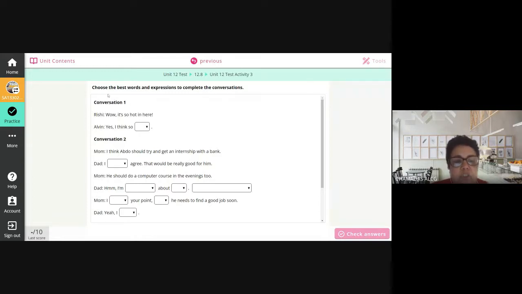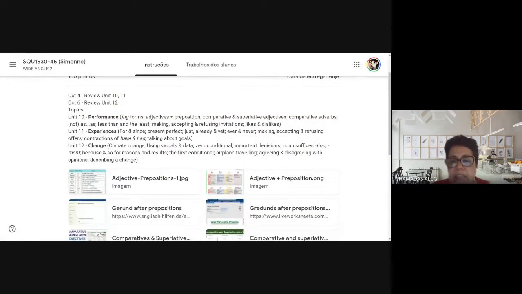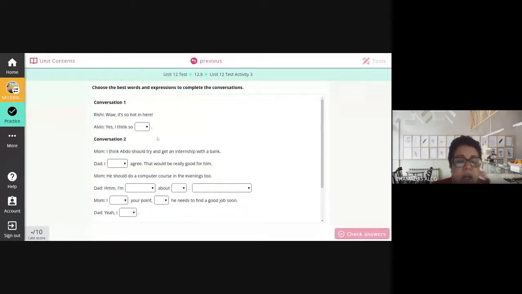So look, guys, choose the best words and expressions to complete the conversation. So we have probably 4 conversations there. So let's see. The topic, by the way, guys, let me show the topic. Unit 12 is agreeing and disagreeing with opinions, okay? So let's go back there. Let's see. Here. Wow, it's so hot in here. Yes, I think so too. It's easy, right?